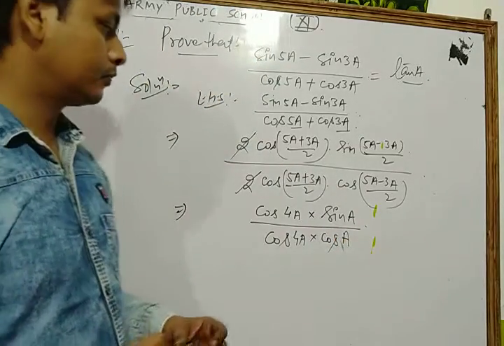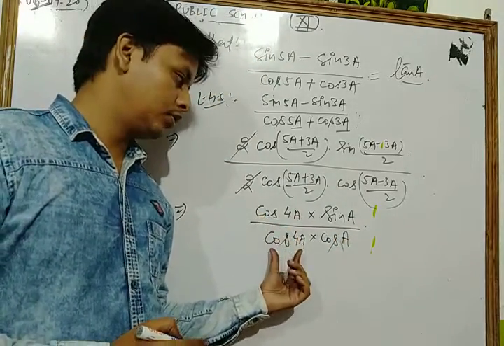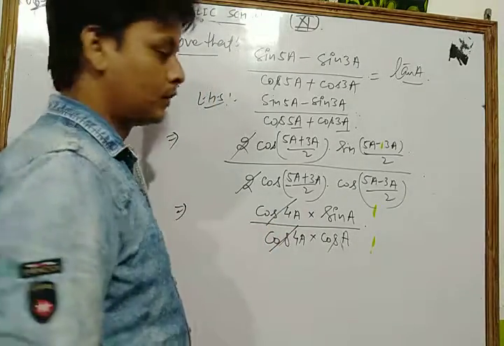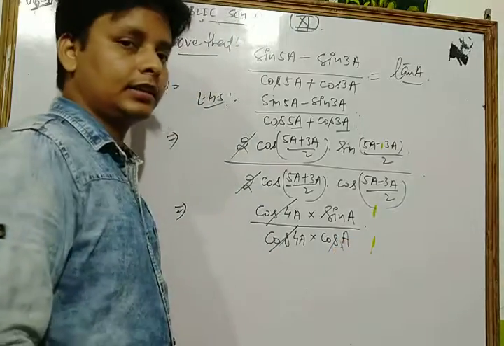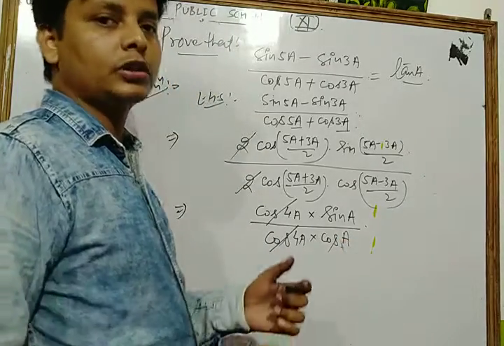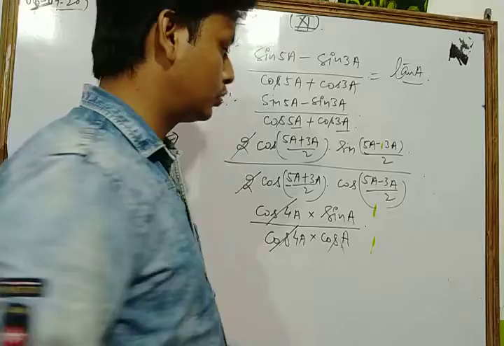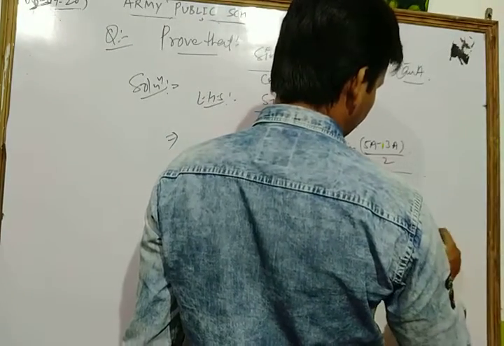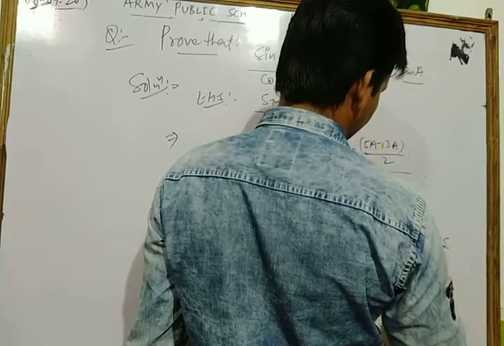Okay, now let's see, here cos 4A cancel each other, and here sin A upon cos A, but it is the formula, sin A upon cos A, that is tan A. This is your result, that is RHS, hence proved.